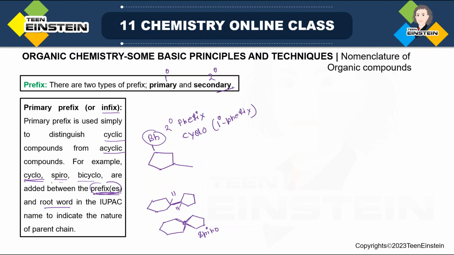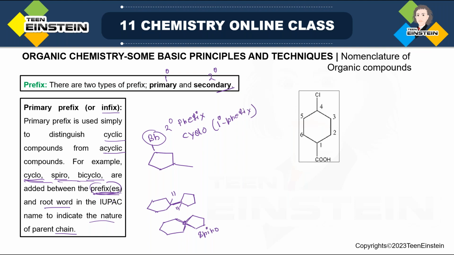Okay. So cyclo, spiro, bicyclo, they are added between prefixes and root word. So first we write the substituents, then this cyclo, that is 1 degree, then root word. So that is why it is in the middle position of 2 degree prefix and root word. It is written to indicate the nature of the parent chain. Okay. So this particular example that you are seeing, I have chosen it so that we can apply whatever we have learned until this point.